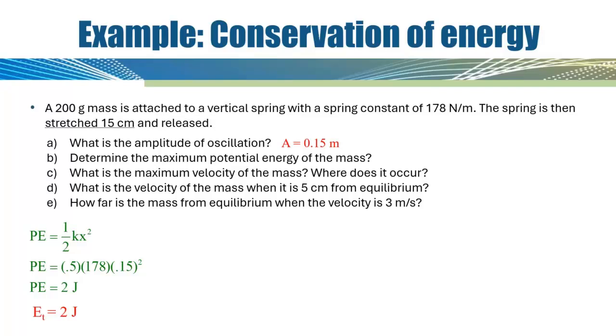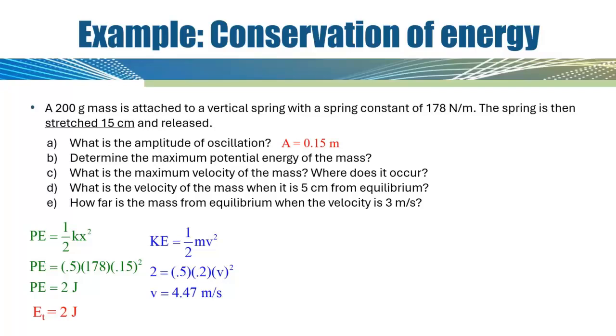Part C says, what is the maximum velocity of the mass and where does that occur? So maximum velocity happens at equilibrium. To find the maximum velocity, we have to think through this energy. So we have a potential energy of 2 joules at the end point. All of those 2 joules are going to turn into kinetic energy at equilibrium. That's kind of like a roller coaster, which has gravitational potential energy at the top of the hill, and then all that potential energy turns into kinetic energy at the bottom of the hill. So our 2 joules is going to turn into kinetic energy.